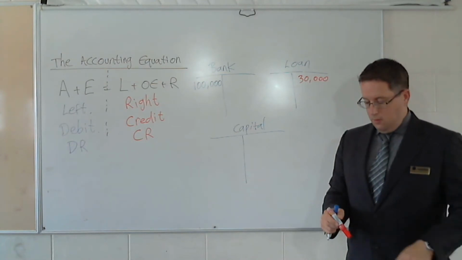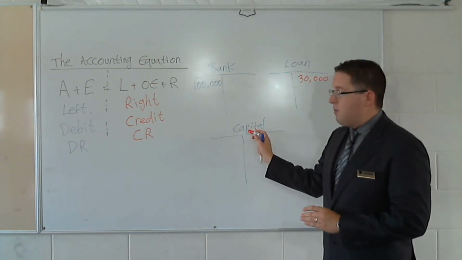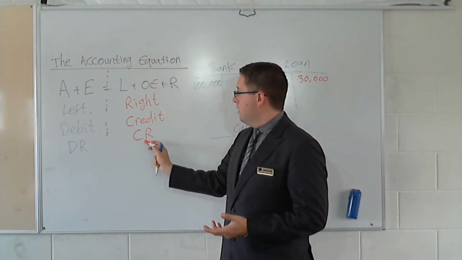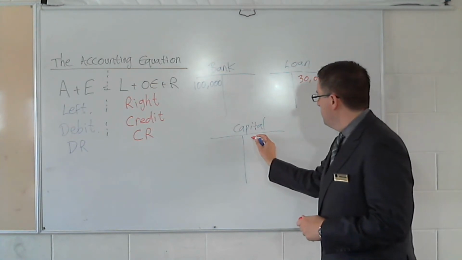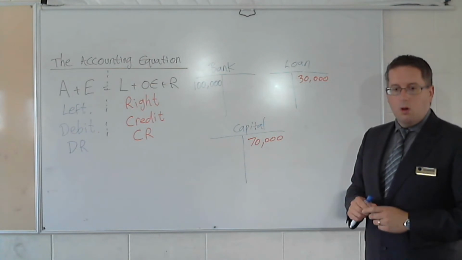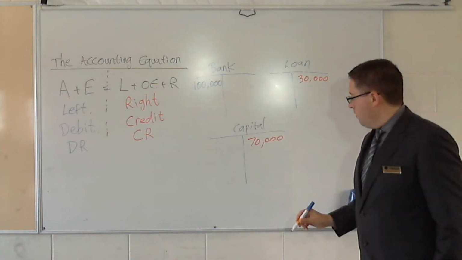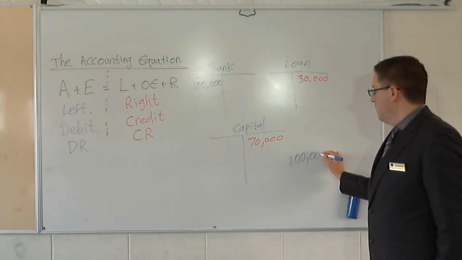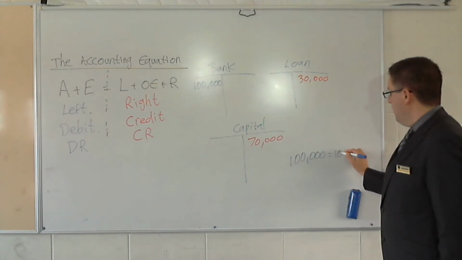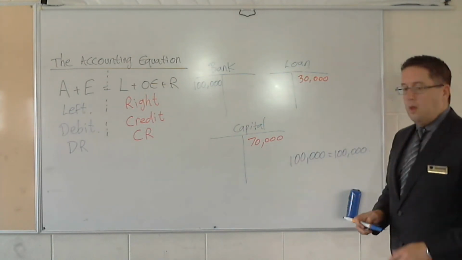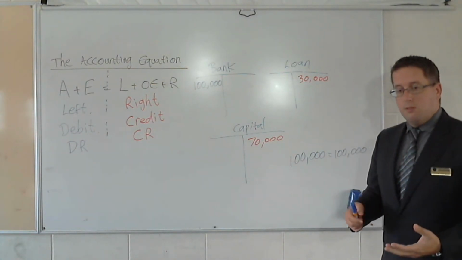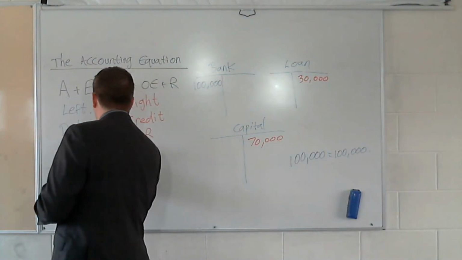And finally, I've got capital. So capital is what the owner has introduced. Owner's equity is a credit on the right-hand side as well. So if you take the total of all the accounts, you find that you have $100,000 on the left-hand side, and it equals $100,000 on the right-hand side. So our debits equal our credits.